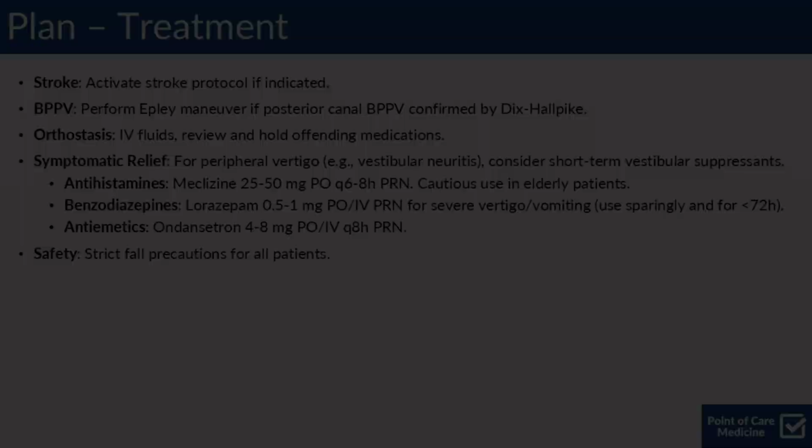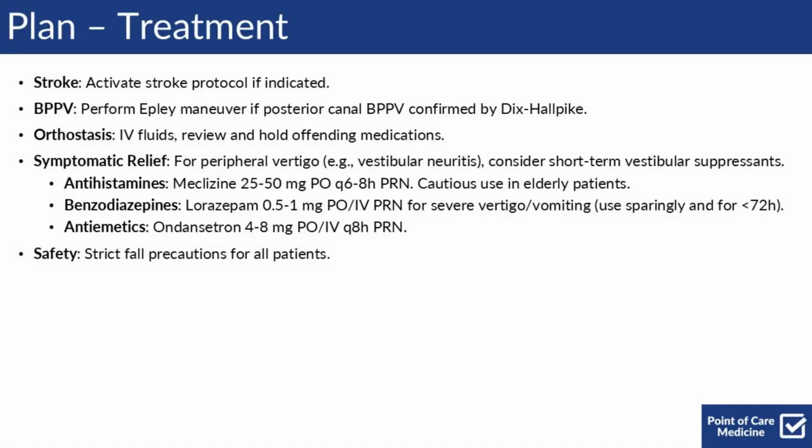For initial treatment, if you suspect a stroke, activate your institution's stroke protocol. If BPPV is confirmed by a Dix-Hallpike test, perform the Epley maneuver. For orthostasis, provide IV fluids and hold any offending medications. For symptomatic relief of peripheral vertigo, you can consider short-term vestibular suppressants. This may include antihistamines like meclizine or benzodiazepines like lorazepam for severe vertigo, but use these sparingly and for less than 72 hours. Antiemetics like ondansetron can also be very helpful.